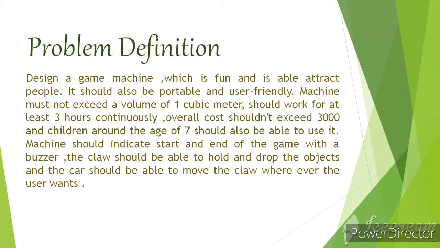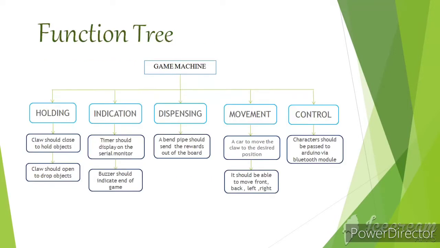The machine should be able to indicate the start and the end of the game with a buzzer. The claw should be able to hold and drop objects, and a car should be able to move the claw wherever the user wants. Next, we have the function tree. Before starting our project, we were told to divide it into various subsystems to make our work simpler. Hence, we came up with the following functions for our project.